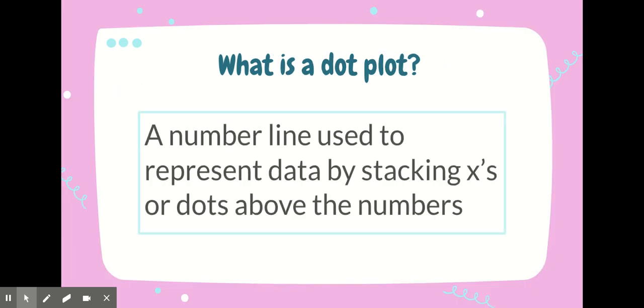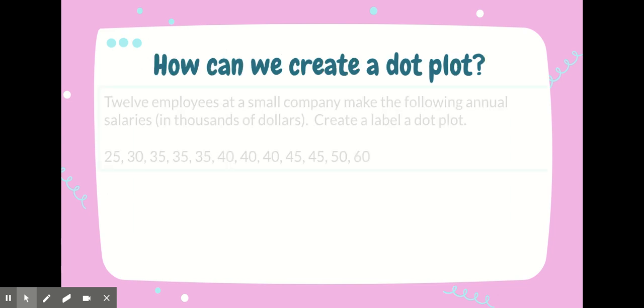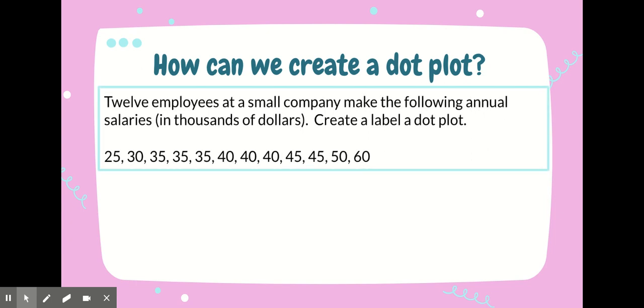So what is a dot plot? A dot plot is a number line used to represent data by stacking X's or dots above the numbers. So let's create one. 12 employees at a small company make the following annual salaries in thousands of dollars. So for example, 30 is $30,000, 45 is $45,000. Create and label a dot plot.